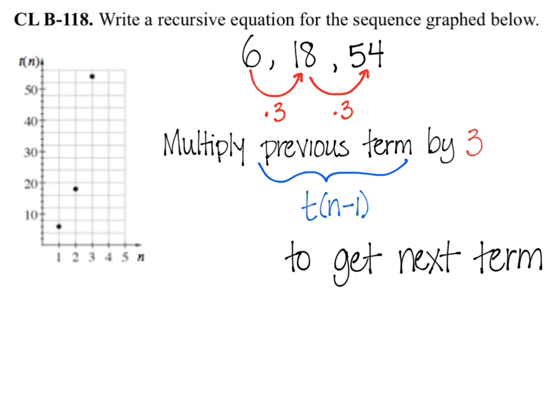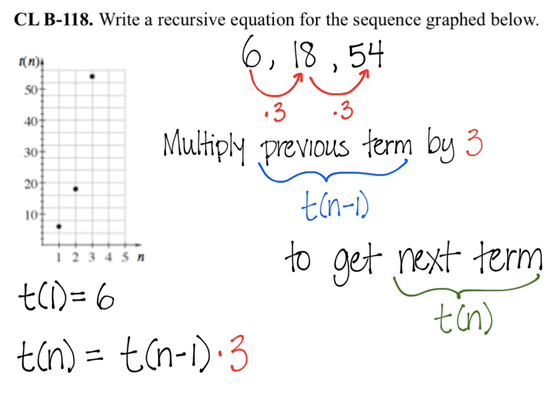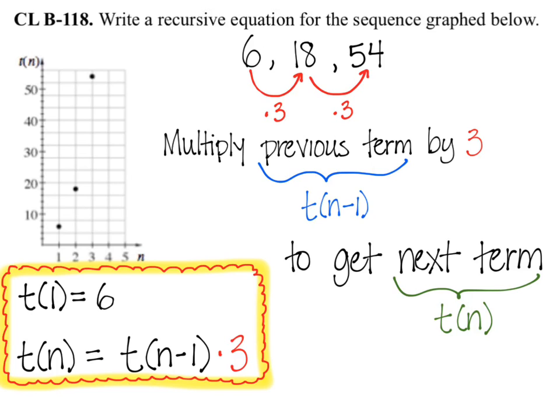Well, the previous term, the notation for that is t of n minus 1. That would be the one before. And the next term would be the t of n. So our formula in recursive form is saying to find the next term, you take the previous term times 3. You have to include one of the terms in the sequence for it to be a truly recursive sequence. Otherwise, we wouldn't know where to begin the sequence.